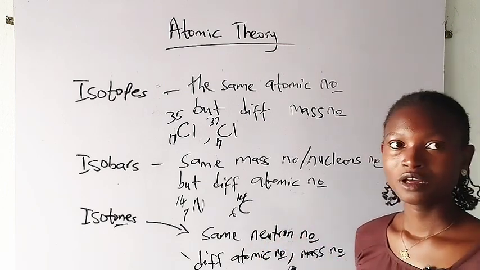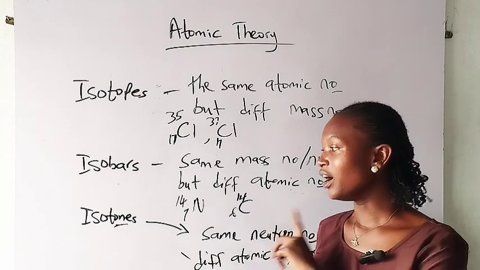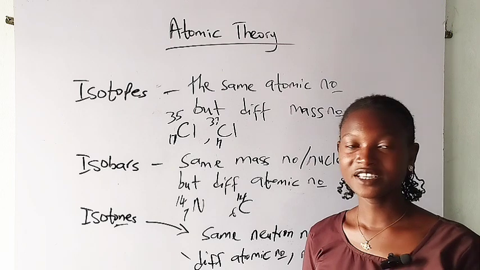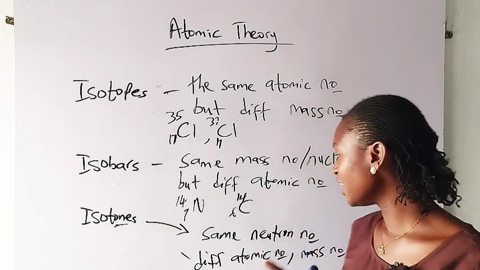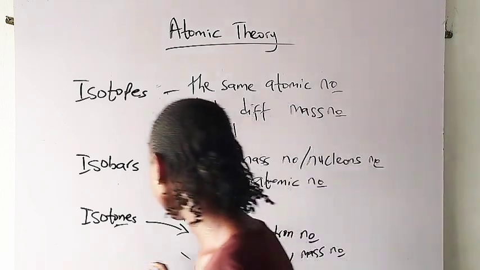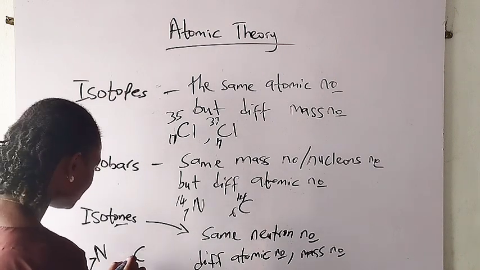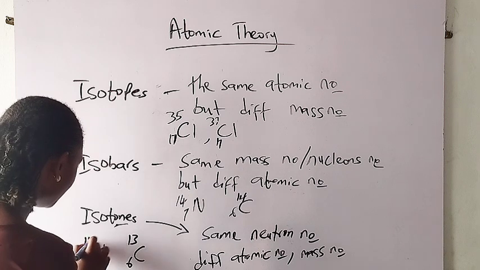For example, can you think of one example for isotone? Make sure you drop that in the comment section. So I'm going to give one example now. One example of an isotone, let me write it here. Nitrogen 7, and carbon 13.